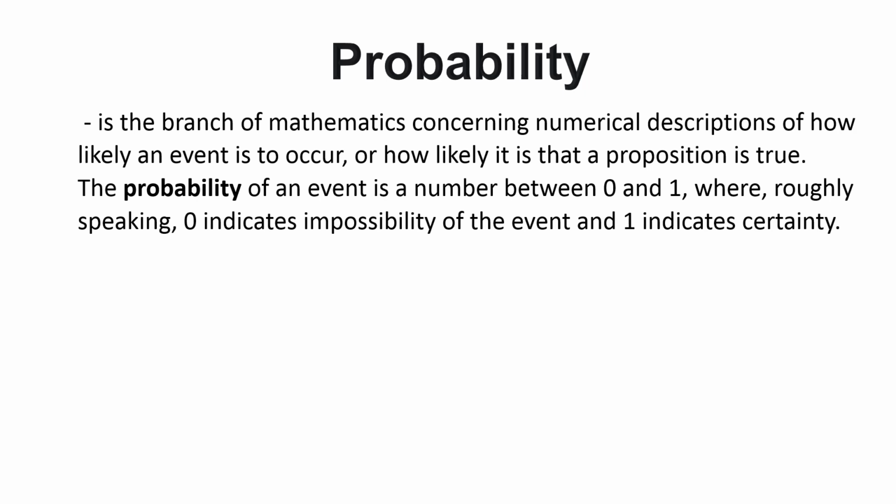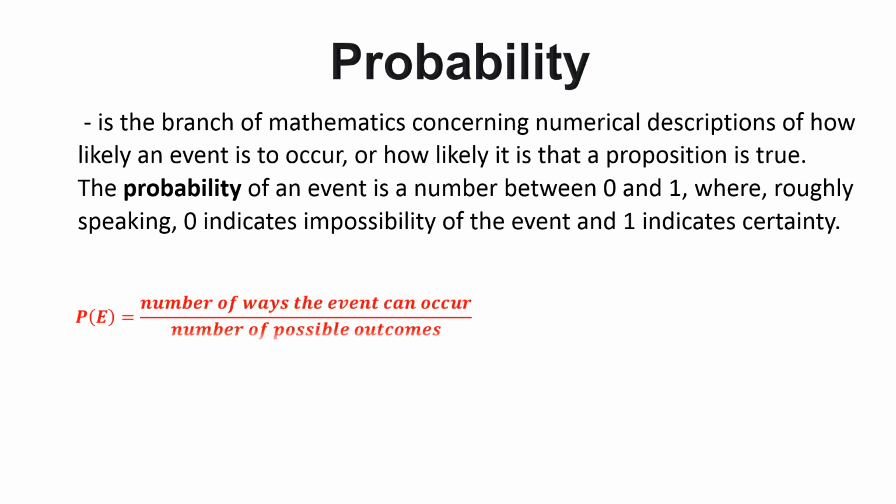The probability of an event is a number between 0 and 1, where roughly speaking 0 indicates impossibility of the event and 1 indicates certainty. To determine the probability of an event, we may use: the probability of an event is equal to the number of ways the event may occur over the number of possible outcomes. So this is the usual way of writing probability.